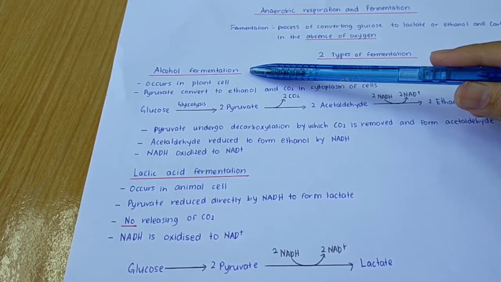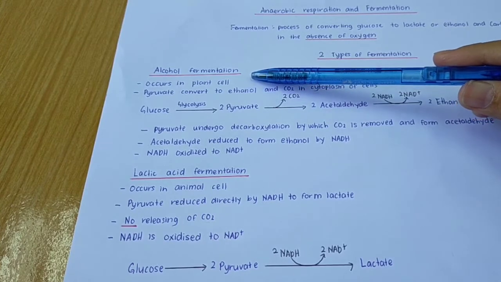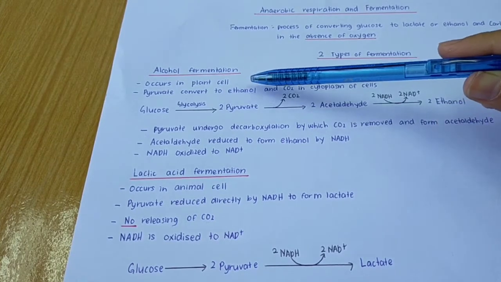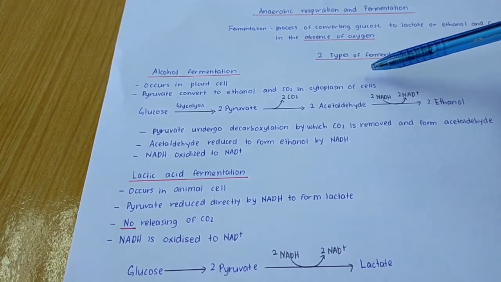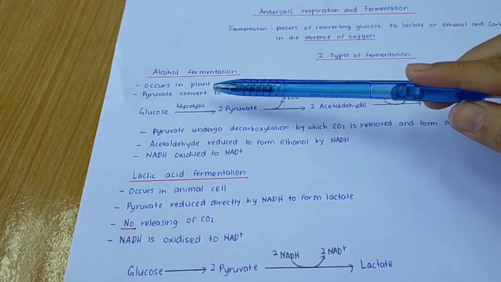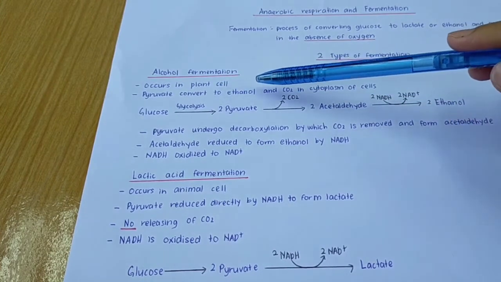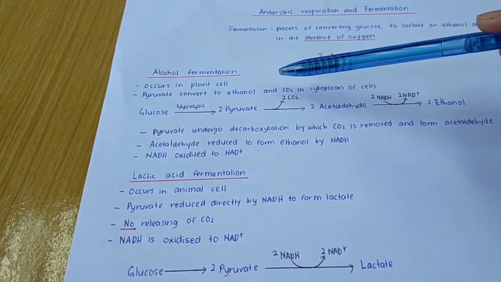Alcohol fermentation occurs in plant cells. So what happened in this process? Pyruvate will convert to ethanol and carbon dioxide in the cytoplasm of the cell. So it means that from the process of alcohol fermentation, pyruvate will convert to ethanol and also carbon dioxide. So how does this process occur?